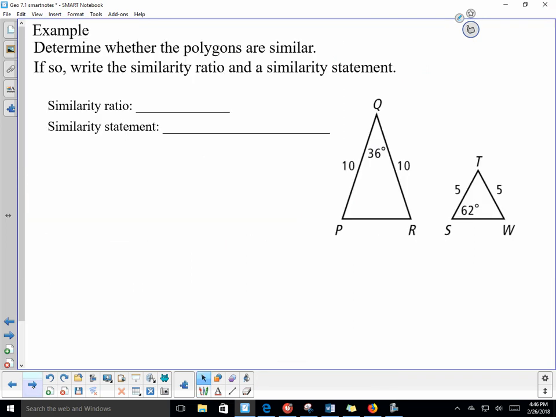Let's take a look at this example. It says determine whether the polygons are similar. If so, write the similarity ratio and a similarity statement. Well, we already see that this side has length 10, and this side has length 5. This side has length 10. This side has length 5. So it's looking promising, but we should probably make sure that all the angles are going to be congruent.